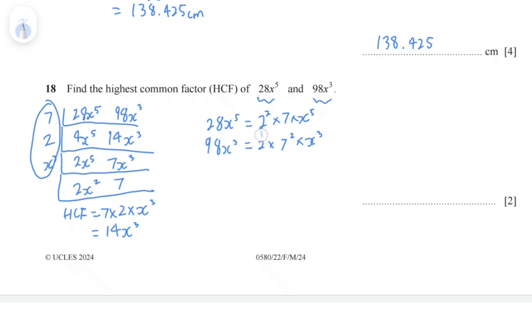So then looking at each of the corresponding factors, we will take the lowest version, the version with the lowest power. So between 2 and 2 squared, that'll be 2. Between 7 squared and 7, that'll be 7. And x cubed versus x to the power 5 would be x cubed, giving us an HCF of 2 times 7 times x cubed, which is equal to 14x cubed.